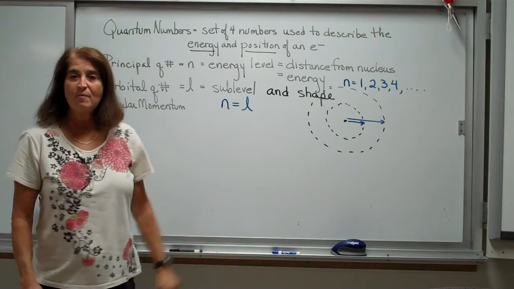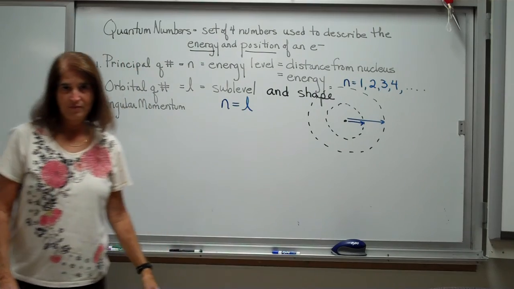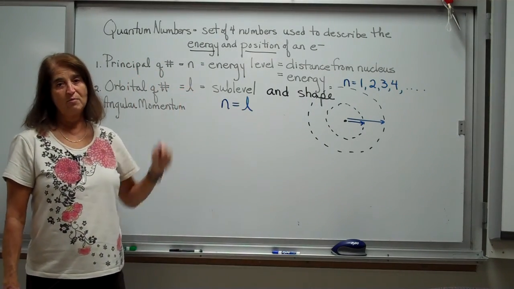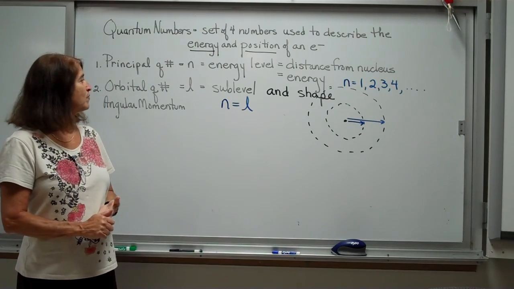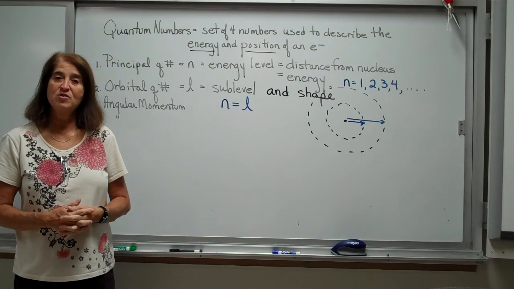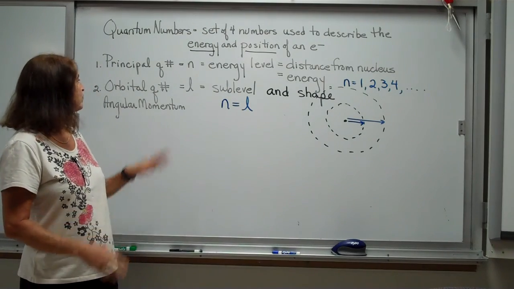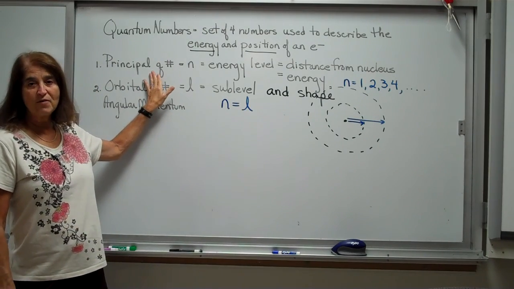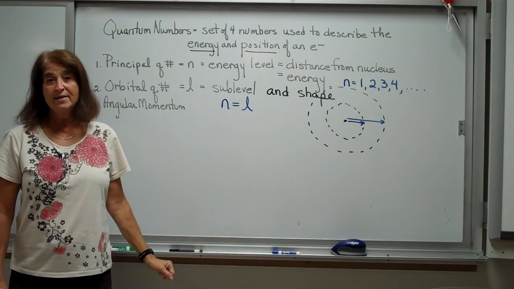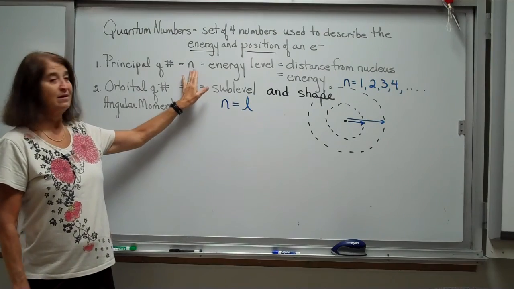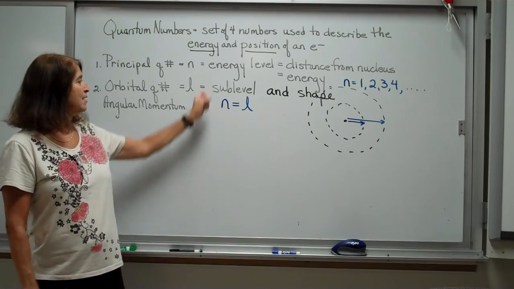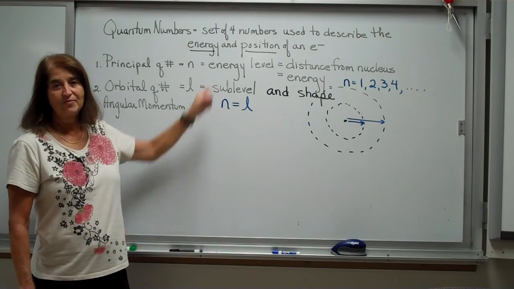We're going to be talking about quantum numbers. Quantum numbers is a set of 4 numbers used to describe the energy and the position of the electrons in the atom structure. The first quantum number is called the principal quantum number, and it's given by the symbol a little n. The principal quantum number describes the energy level.